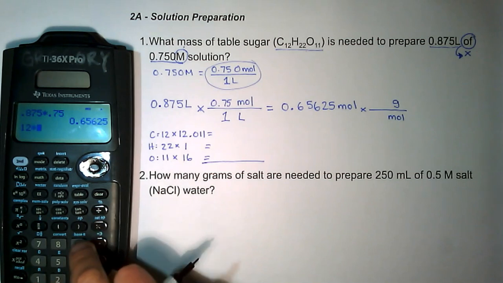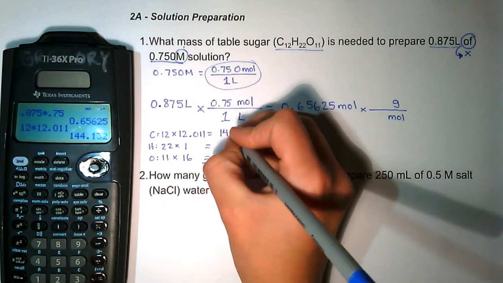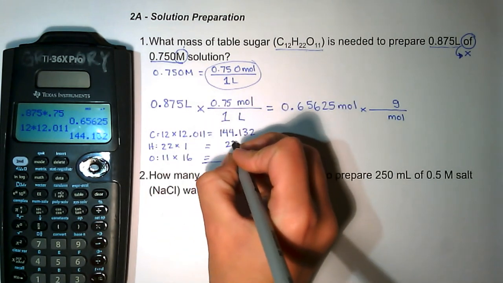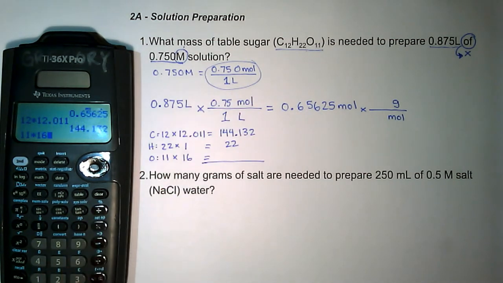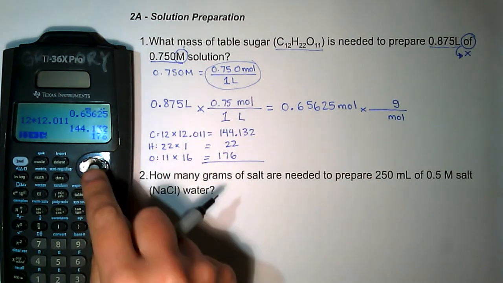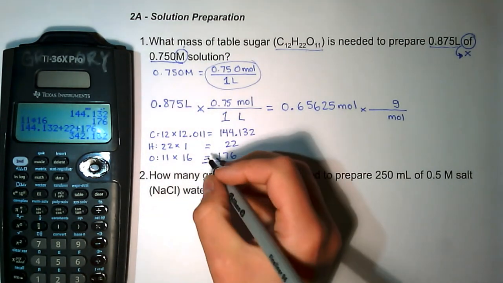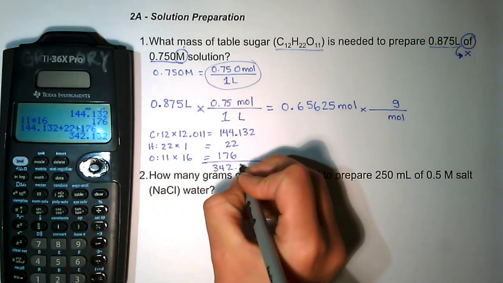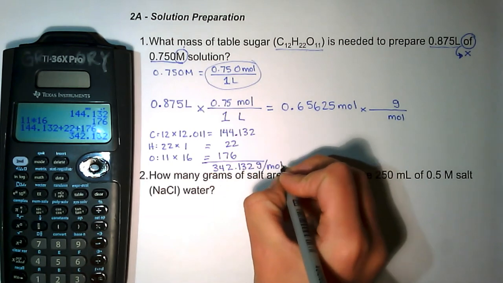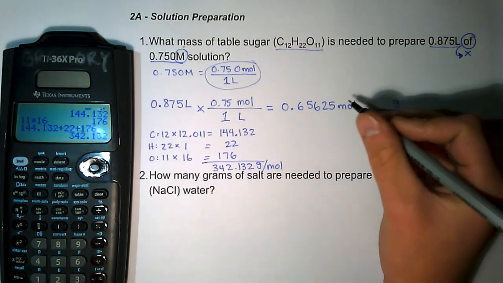So 12 times 12.011 gives me 144.132. 22 times 1, of course, gives me 22. And 11 times 16 gives me 176. Now I'm just going to add all three of these numbers together: 144.132 plus 22 plus 176. That gives me 342.132 grams per mole for our substance here. Then we're going to use this to convert between moles and grams.